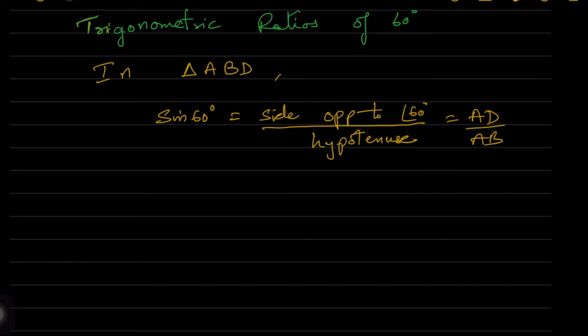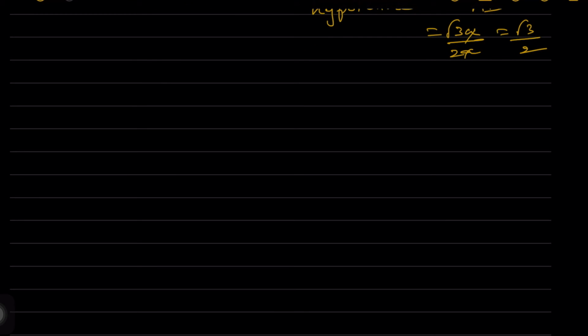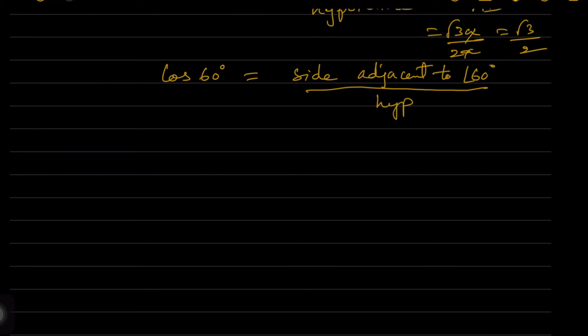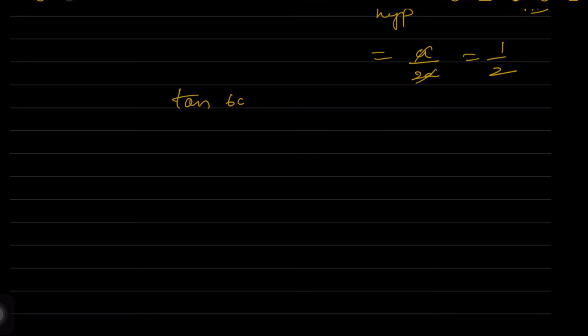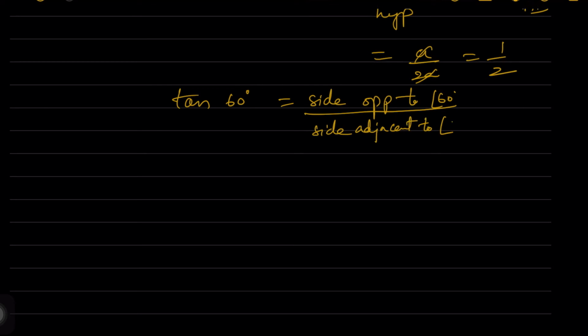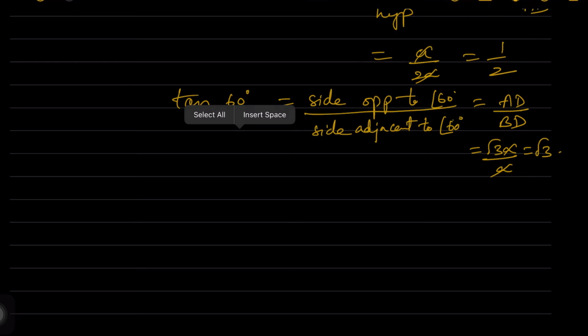So therefore sin 60 is equal to side opposite to angle 60 by hypotenuse, which is equal to AD by AB, which is root 3 by 2. Cos 60 is equal to side adjacent to 60 by hypotenuse, which is equal to BD by AB, which is A by 2A, which is half. So tan 60 is equal to side opposite to angle 60 by side adjacent to angle 60, which is AD by BD, which is equal to root 3A by A, which is equal to root 3.